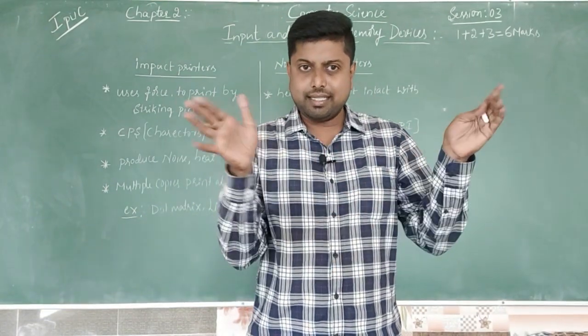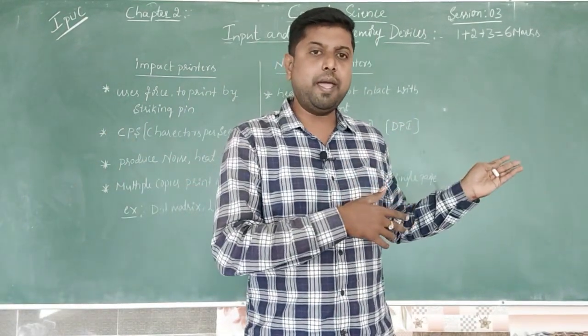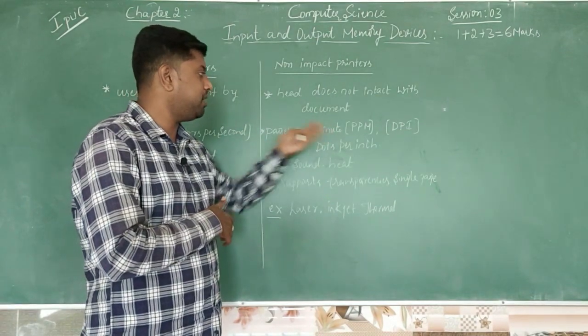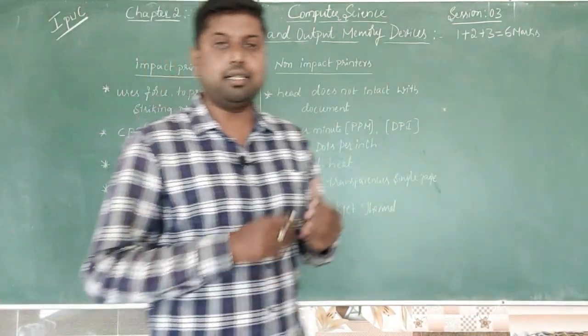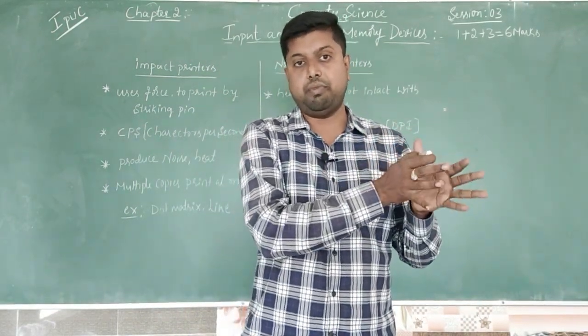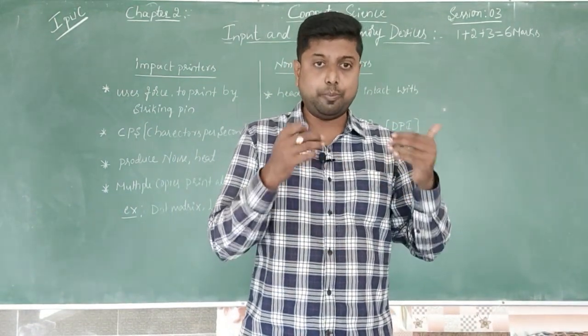DPI. So this is the classification. Here it is characters per second, and here it will be pages per minute or DPI, dots per inch. Like that we calculate its speed as well as its consistency. That is how we go for the calculations of speed.